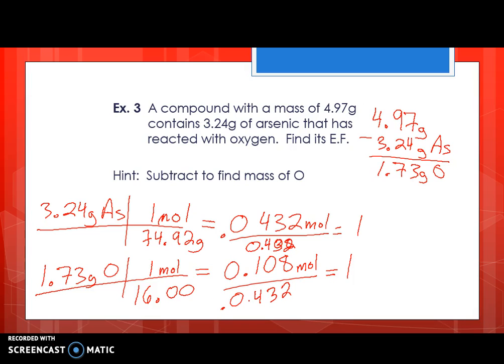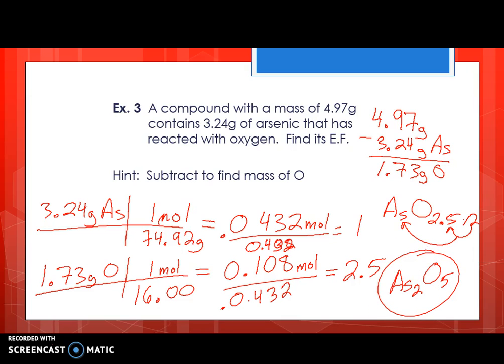So 0.108 divided by 0.0432, in this case, I get 2.5. So what that says is, for every 1 arsenic, I have 2.5 oxygens. Again, I got a half, so I've got to multiply by 2 to get a whole number. Not only there, but also here. Empirical formula, As2O5. So diarsenic pentoxide for my empirical formula there. And that is how you calculate empirical formulas.